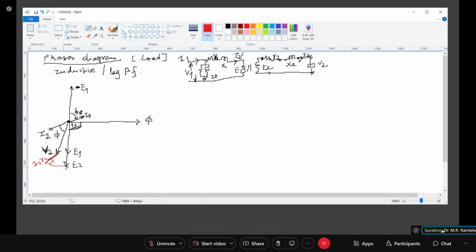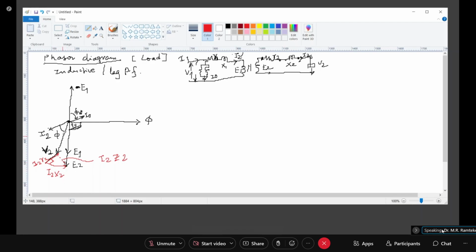And 90 degree to that, this is 90 degree. My drawing is not good. You can do. So 90 degree to that, this will be I2 X2, and this is my I2 Z2. You can put it I2 Z2. So secondary side we have completed.